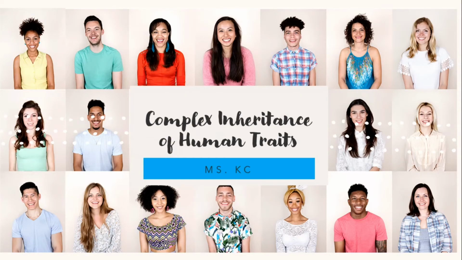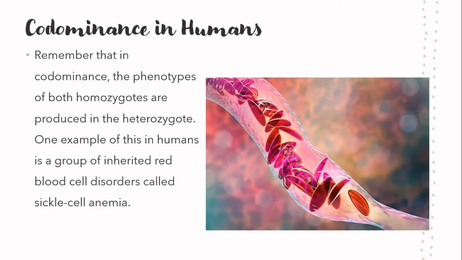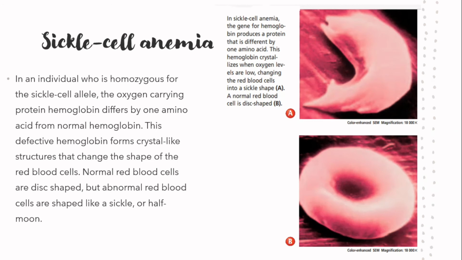Codominance in humans. Remember that in codominance, the phenotypes of both homozygotes are produced in the heterozygote. One example of this in humans is a group of inherited red blood cell disorders called sickle cell anemia. In an individual who is homozygous for the sickle cell allele, the oxygen-carrying protein hemoglobin differs by one amino acid from normal hemoglobin.